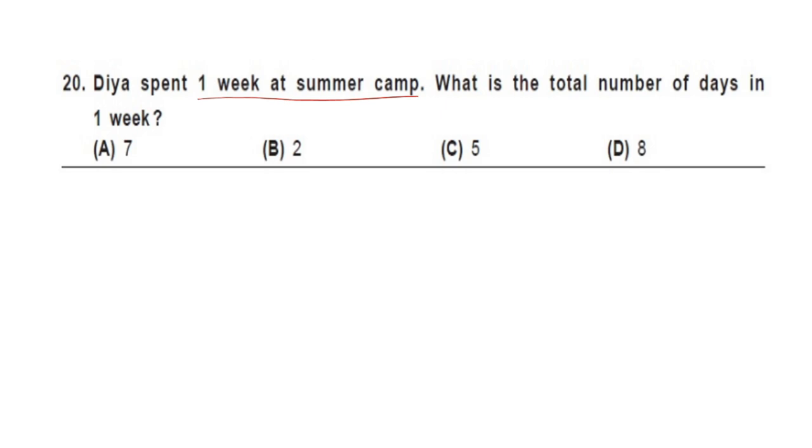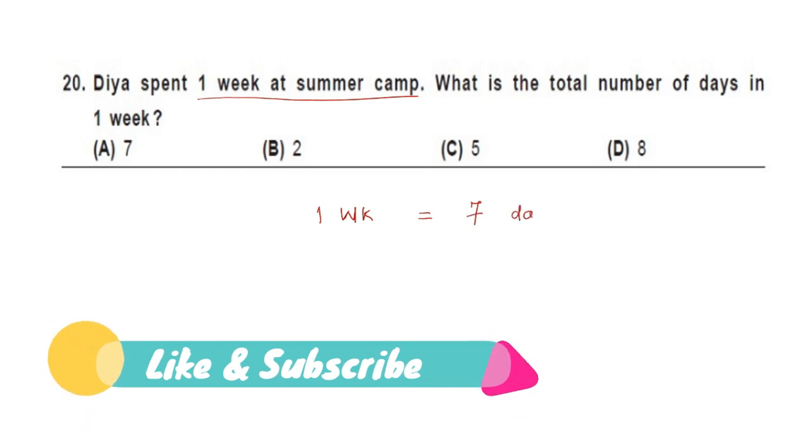Well, I know you've got this right. Yes, 1 week is equal to 7 days. So your right answer is option A.